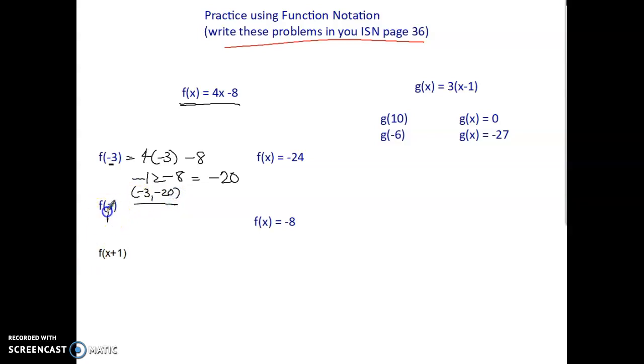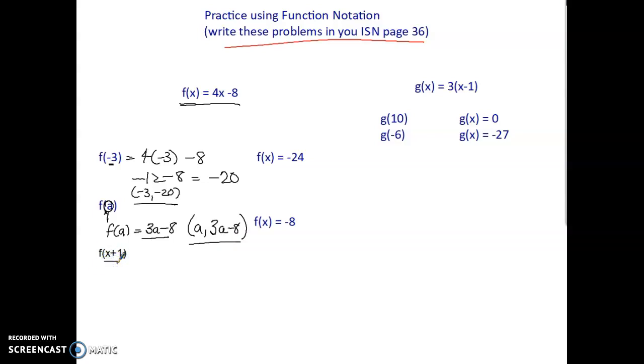Sometimes they change what they put in here, but they still want you to substitute in for x. So f of a really means 3 times a minus 8. I've plugged in a instead of x. There's nothing to simplify in this case. So when x is a, y, or f of x, is going to be 3a minus 8. And there's nothing you can simplify any different than that.